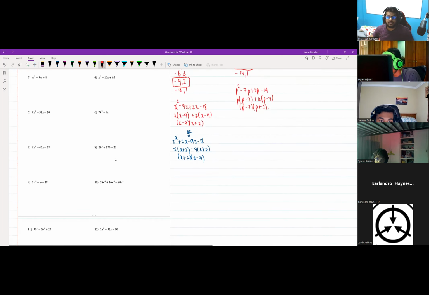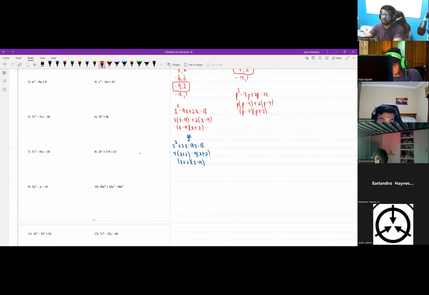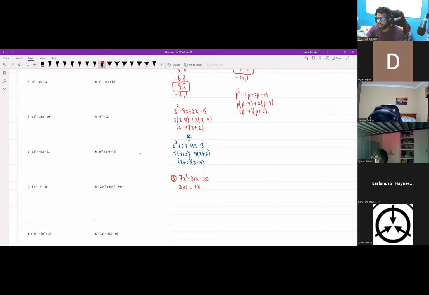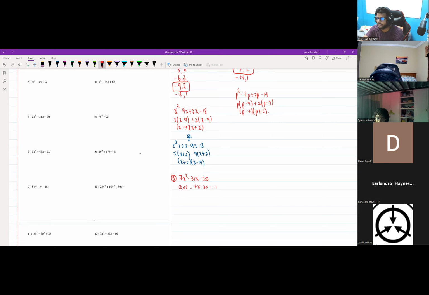So let me tackle number 5. Number 5 is a little bit different. 7x squared minus 31x minus 20. Oh, some big numbers, right? A by C is 7 by minus 20, and I get minus 140. Now, this is where the dilemma occurs. Minus 140 has plenty of pairs of factors. Plenty. It has a lot.